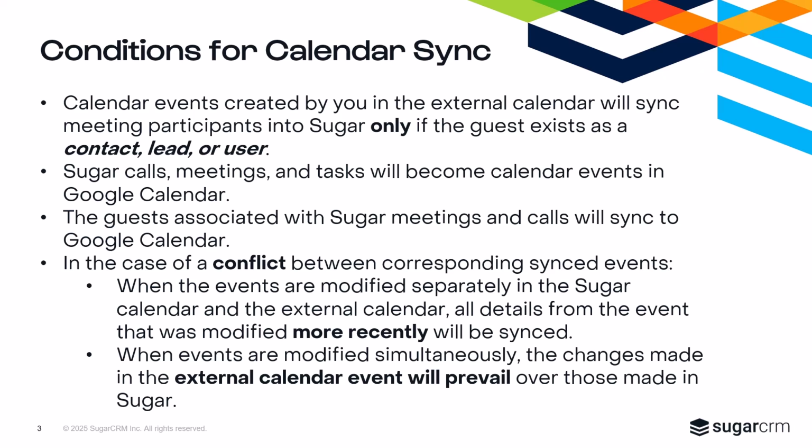Sugar calls, meetings, and tasks will become calendar events in Google Calendar. The guests associated with Sugar meetings and calls will sync to Google Calendar. In the case of a conflict between synced events, the most recently modified version will sync. If both events were modified at the same time, the external calendar's changes will override those in Sugar.